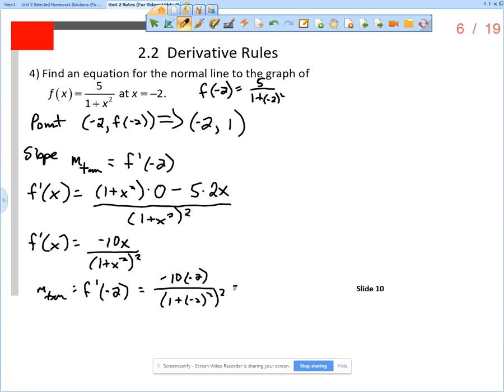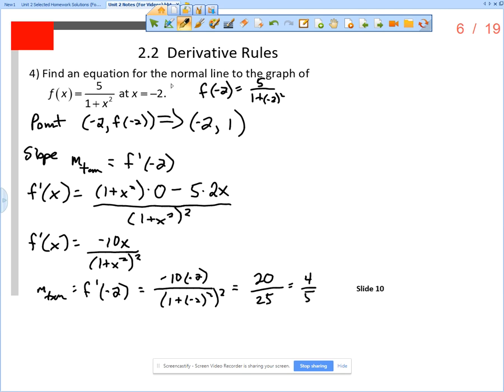And so I get negative 10 times negative 2 is positive 20, divided by 1 plus negative 2 squared. Negative 2 squared is 4. 1 plus 4 is 5, and 5 squared is 25. So 20/25 or 4/5 is the slope of the tangent line.